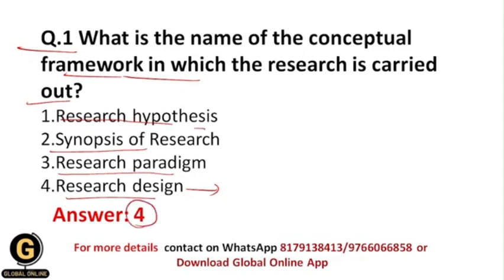Now the research hypothesis means the prediction of the solution of your research. Synopsis of research means the summary of your whole research in minimum words, so you can call it an abstract as well. Okay. Then research paradigm means research approach, and research approach is nothing but the research method itself.